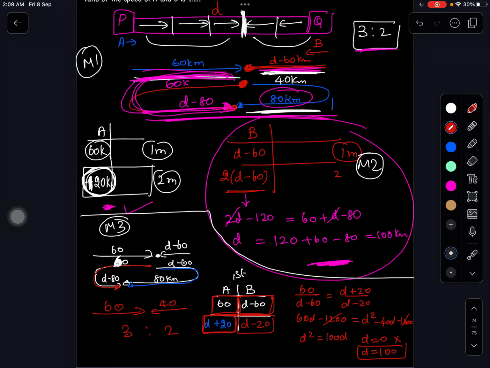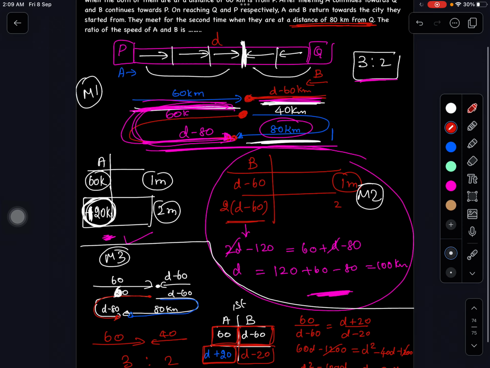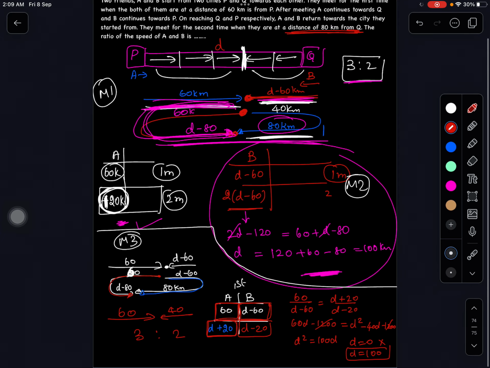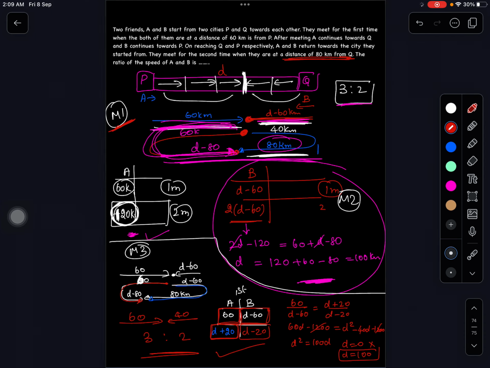Out of these three methods, I've presented all three because different students might have different preferences. Maybe the first method might be simpler, but this third method doesn't need any conceptual understanding to be able to solve. Just the speed ratios; even if you don't know the concept beforehand, you can still solve this problem using the third method.